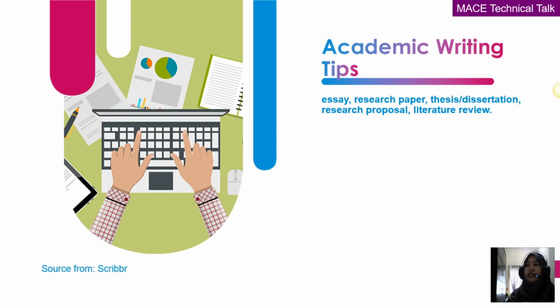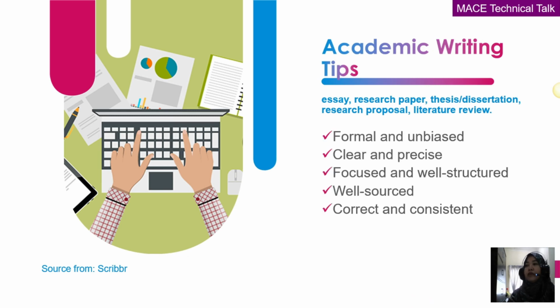Academic writing can be essays, research papers and journals, research proposals, theses or dissertations, as well as literature reviews. Here are some tips on academic writing. They are: academic writing must be formal and unbiased. It must be clear and precise, focused and well structured, well sourced, and correct and consistent. So, we will look into these tips individually.